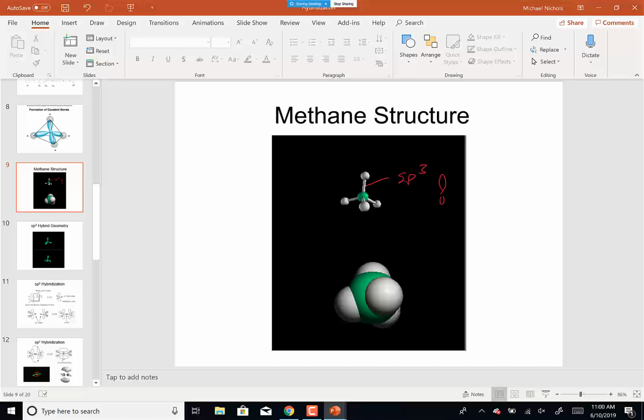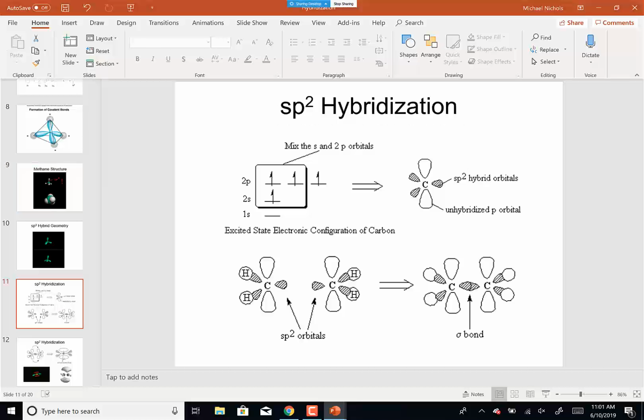So that's how we explain why methane is symmetrical and tetrahedral. And that goes back to the VSEPR theory. All right, but that's not the only carbon we can make.